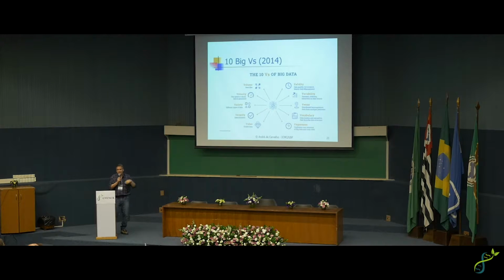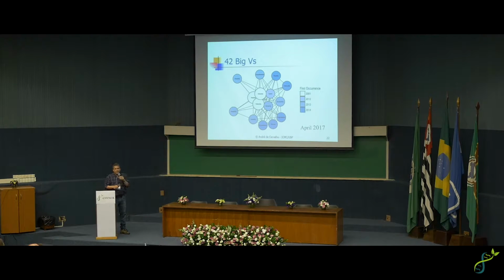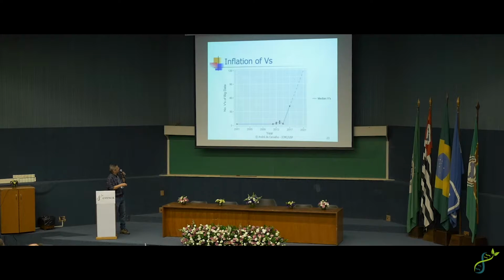But then people started increasing the number of Vs: a 4th, a 5th. And now we have something like 10 Vs. And there is even a joke that people say there are 42 Vs. And there's a study which predicts that by 2021, we will have something like 120 Vs to define big data.